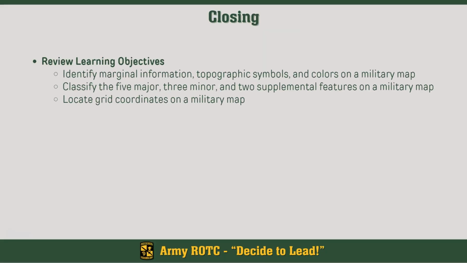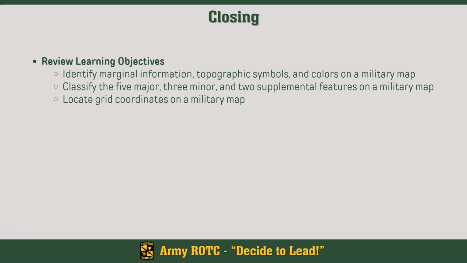All right, so hopefully you're able to work through those practical exercises, at least the first one for sure, because you can still use the digital map for those. If you weren't able to get through them, again, go back and get more practice. The more practice, the more confident you're going to feel when you're actually out there being evaluated on a land nav course. So hopefully now by the end of this, you have figured out how to identify that marginal information, those topographic symbols, and all those colors on a military map.